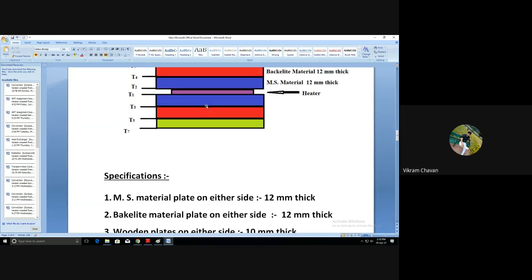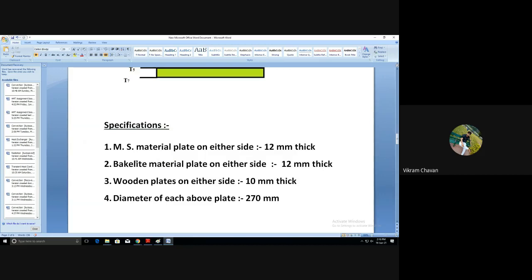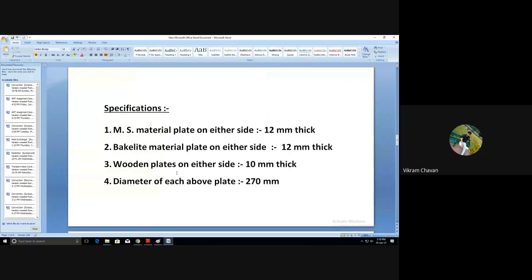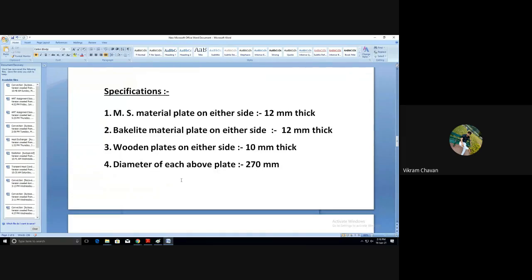Here we have to consider the specification: the EMS material plate on either side has a thickness of 12 mm, the bakelite material plate on either side has a thickness of 12 mm, and the wooden plate on either side has a thickness of 10 mm. These plates are circular, and each plate diameter is 270 mm. The thickness is known to you, and the plate geometry is known: the plates are circular with a diameter of 270 mm.